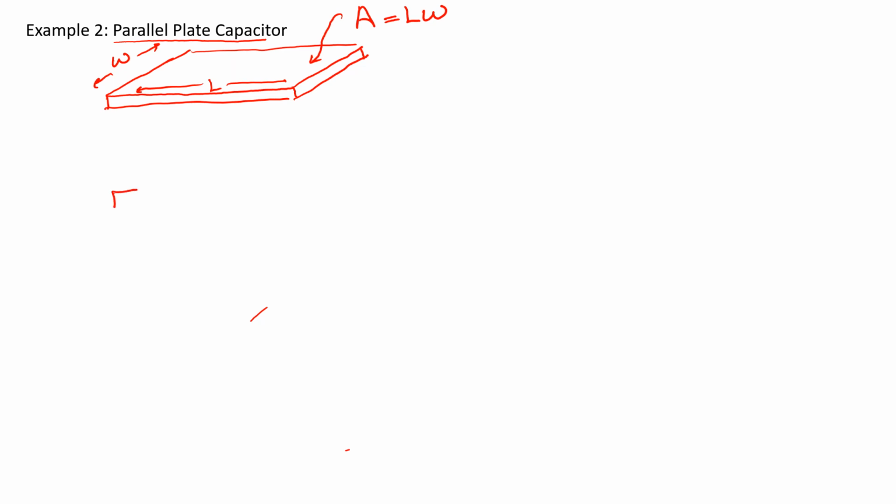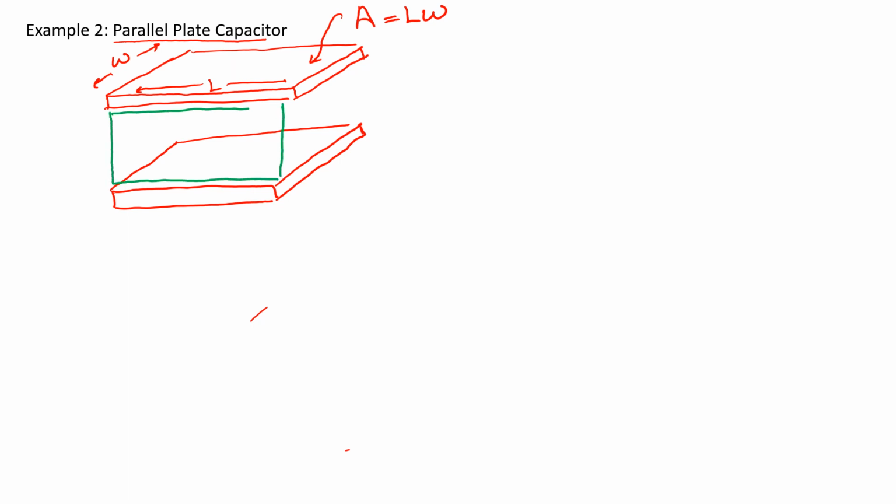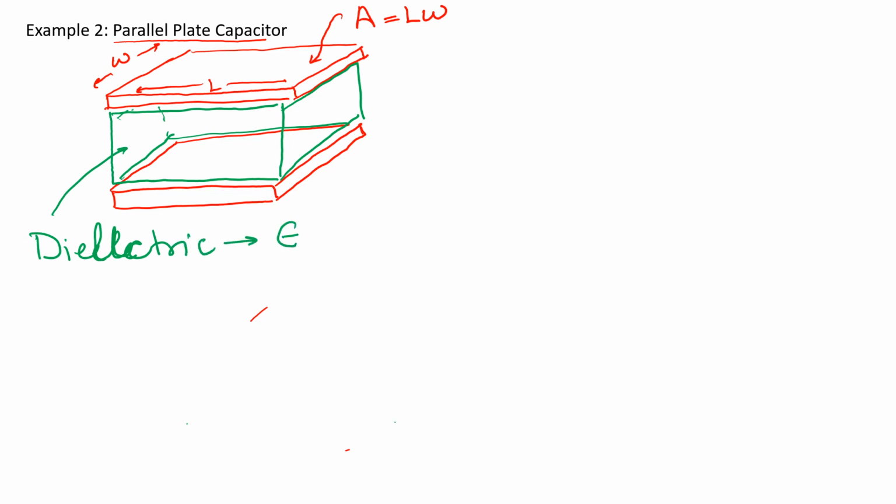You have another conductor which is exactly like the top one. And the region between these two conductors is filled with a dielectric. So this is a dielectric of epsilon. And we want to calculate the capacitance for this device.